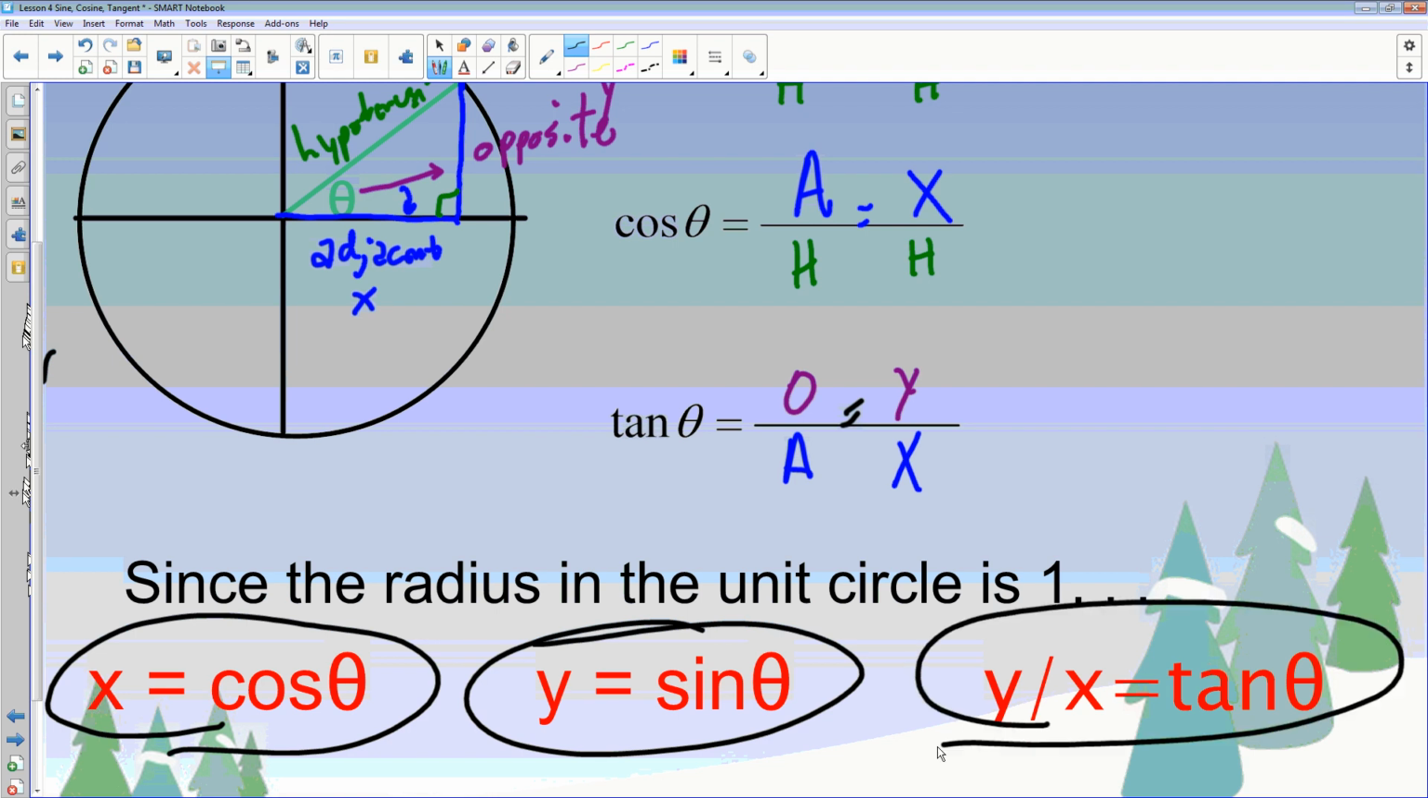But something to remind yourself of, it's okay to have 0 on top. When you have 0 on top of a fraction, the answer is just 0. But it's not okay to have 0 on the bottom. So this is a definite no. That means we're undefined.